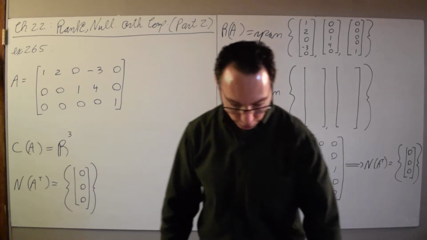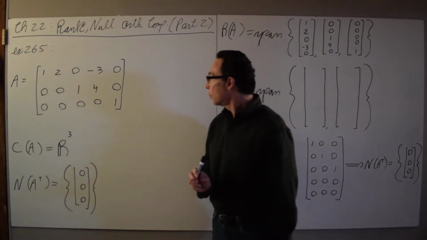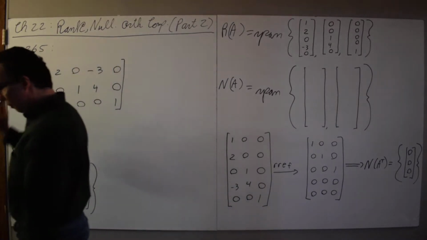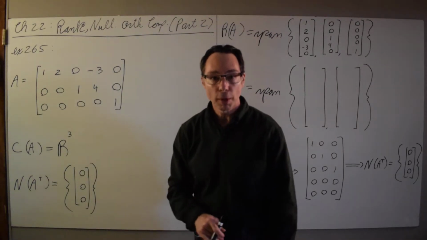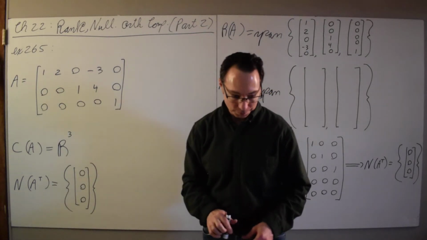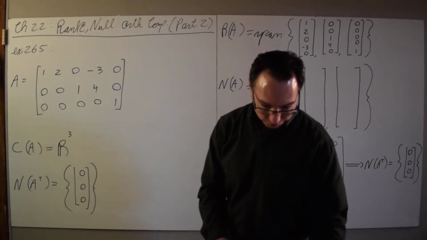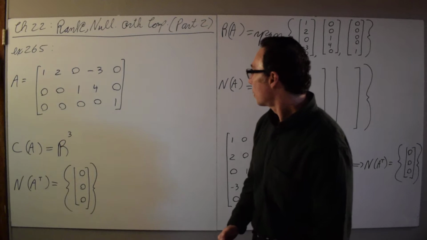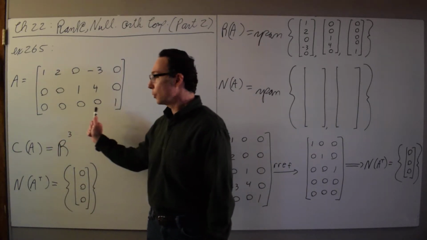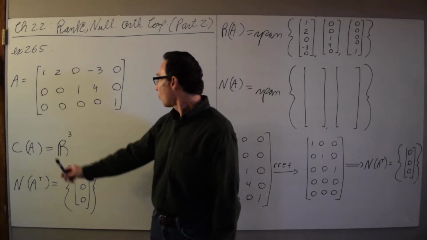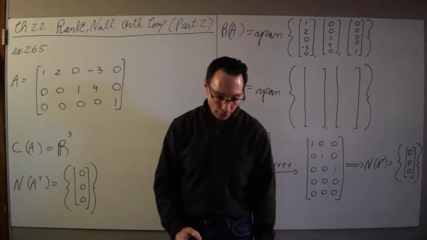This video is on chapter 22, part 2, and we're going to focus on example 265. We are given a matrix and we want to find the four fundamental subspaces of the matrix. So, first of all, the first step would be to take our matrix and put it in reduced row echelon form. Our matrix is already in reduced row echelon form for this example, so we didn't have to do that.